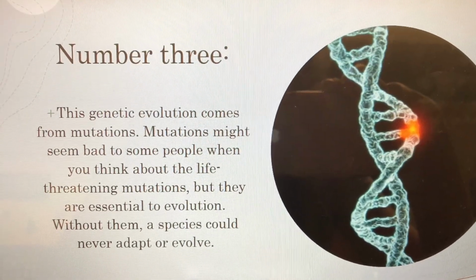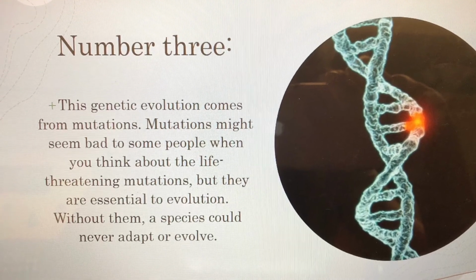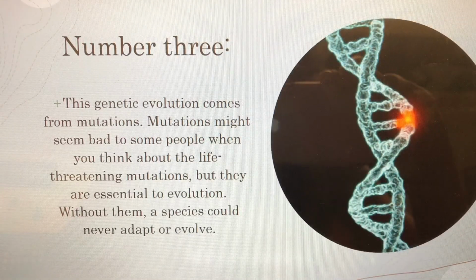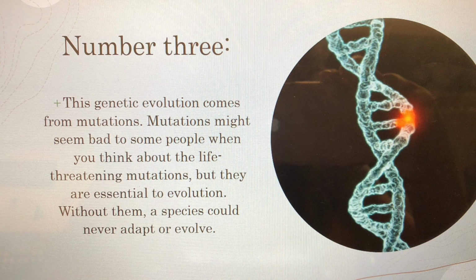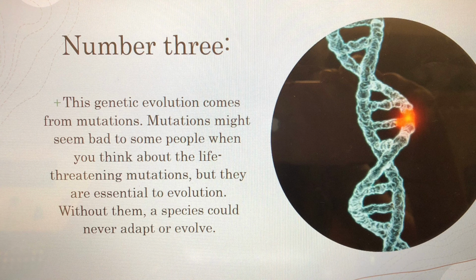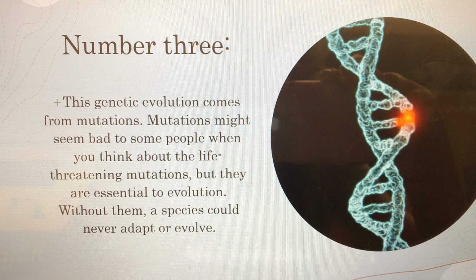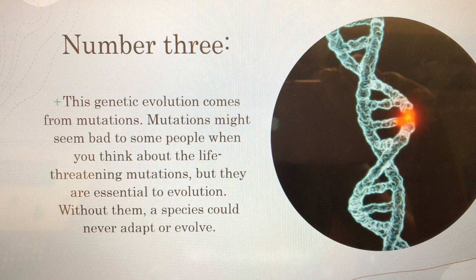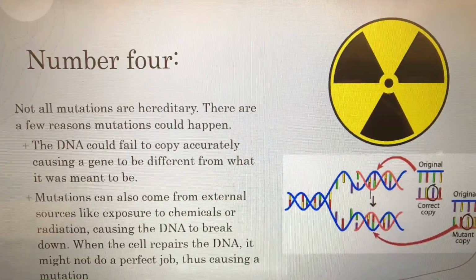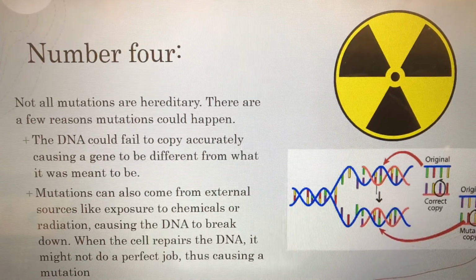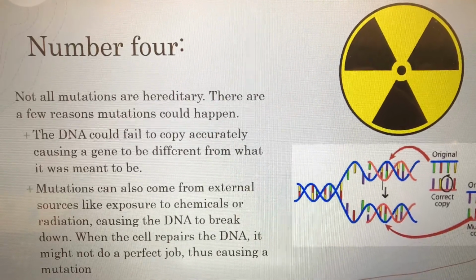The reason genetic evolution occurs is from mutations. As I said, genetic evolution comes from survival of the fittest, which comes from random genetic mutations. Now, you may hear mutations and think of things that are bad, but mutations are essential to human and all other life evolution. Not all mutations are passed down. Here are a few reasons why this could happen.